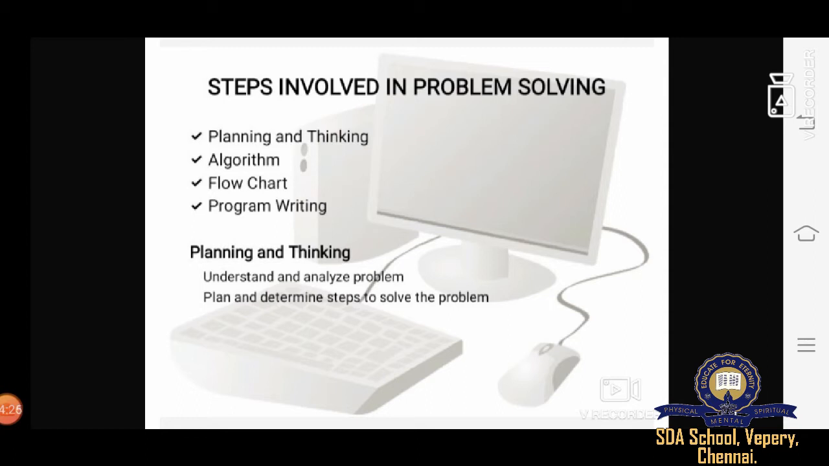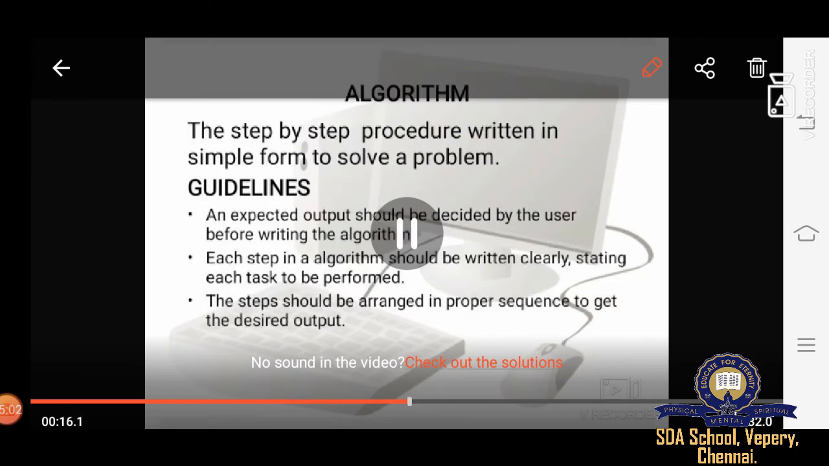In order to solve any kind of problem on a computer, the user must first understand and analyze the nature of it. First we need to study that. And then we'll plan and determine the steps to solve the problem. Then we'll proceed with how to do that program, how to solve the problem. And the next step we are going to see is algorithm.